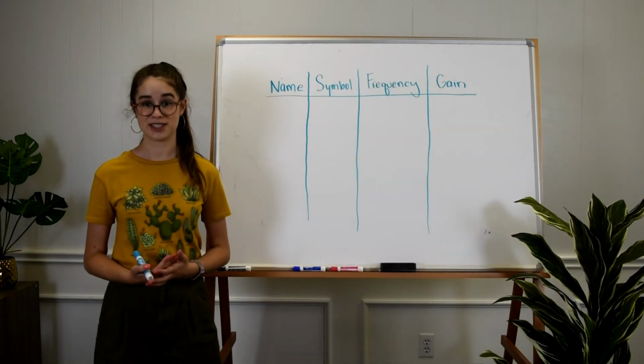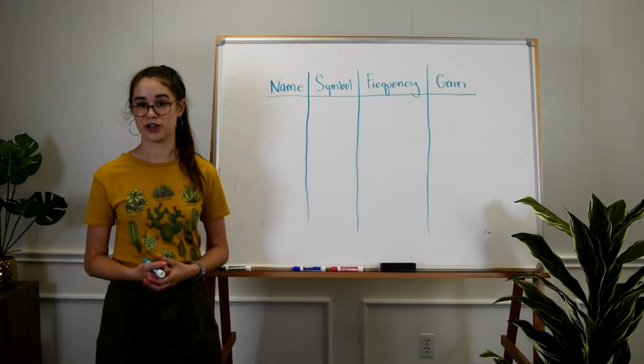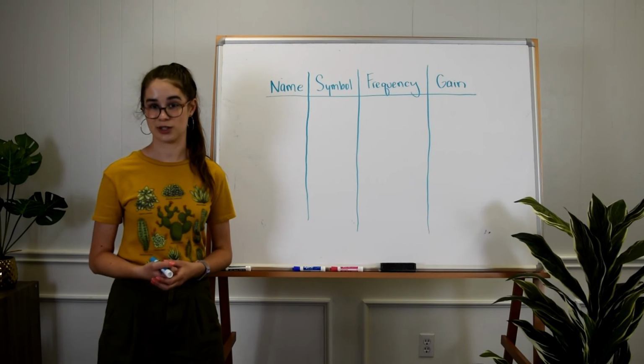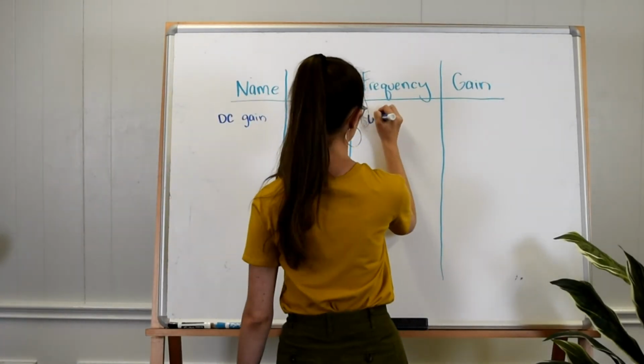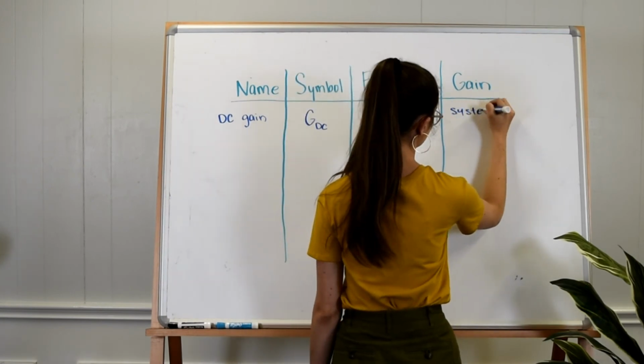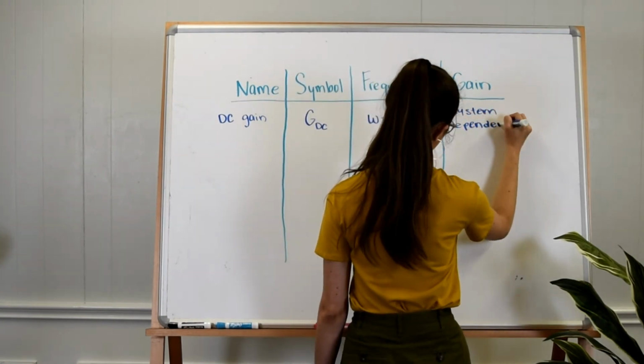First, let's start out with the DC gain. We already established earlier that this is the gain for a constant input. We'll denote it as GDC on our Bode plot, and its gain is system dependent. We find it by plugging in omega equals 0 into our gain equation.